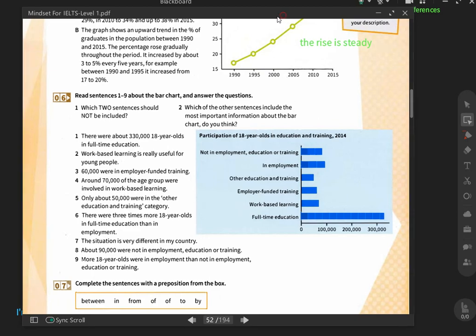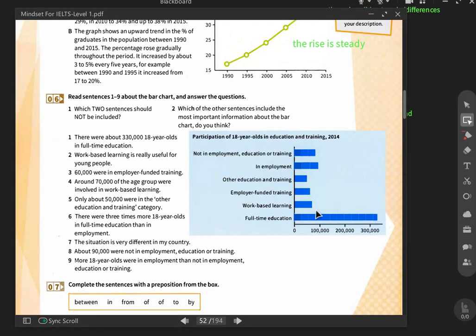Four, let's see. Around 70,000 of the age group were involved in work-based learning. Work-based learning, what do you think? I think it's not necessary. Yeah, of course, be confident. You're right. It's not. So what is this? The same trends, repeating the same information, so you don't need it.